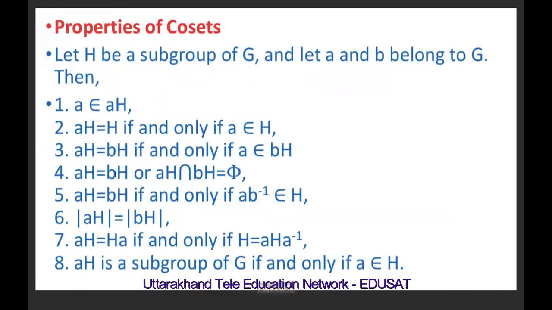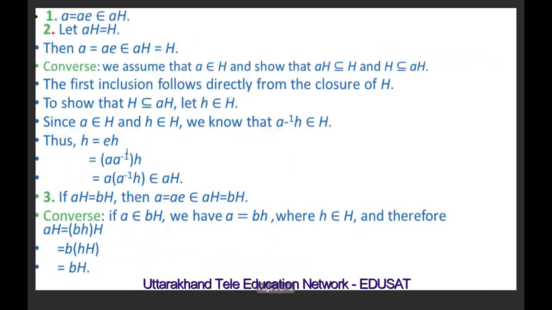Now the third property is aH is equal to bH if and only if a belongs to bH. In this also, first we will show that if aH is equal to bH, then a belongs to bH. Then we will show that if a belongs to bH, then aH is equal to bH. So the third property: if aH equal bH, then a is equal to ae belongs to aH, and we have assumed it to be equal to bH. So this is the first part.